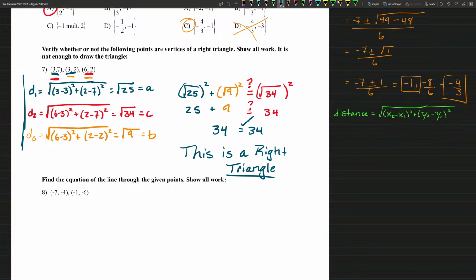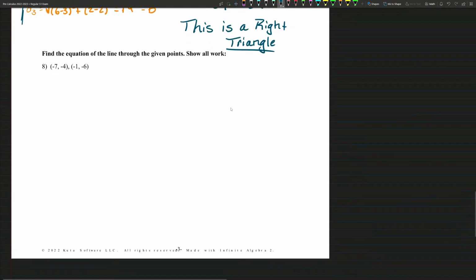And then the last problem, just find the equation of the line through the given points, show all work. Anytime we're given 2 points and we're trying to find the equation of the line through them, we have to find the slope. And there are 2 different equations you could use here. You could do y minus y1 is equal to m times x minus x1. That's point slope form. Or you could do y-intercept form, or slope-intercept form, which is y equals mx plus b. Regardless, we have to find a slope.